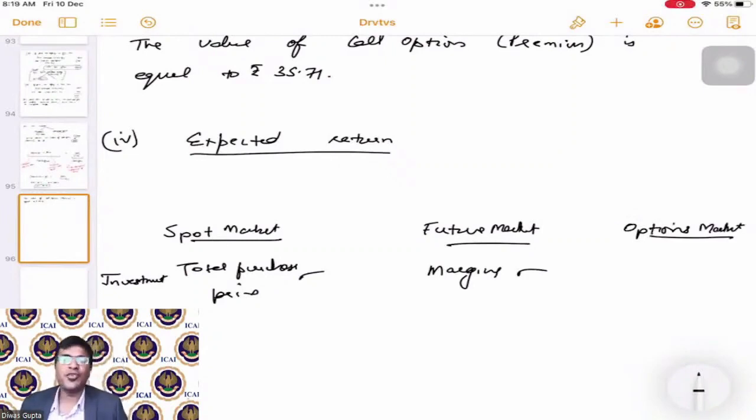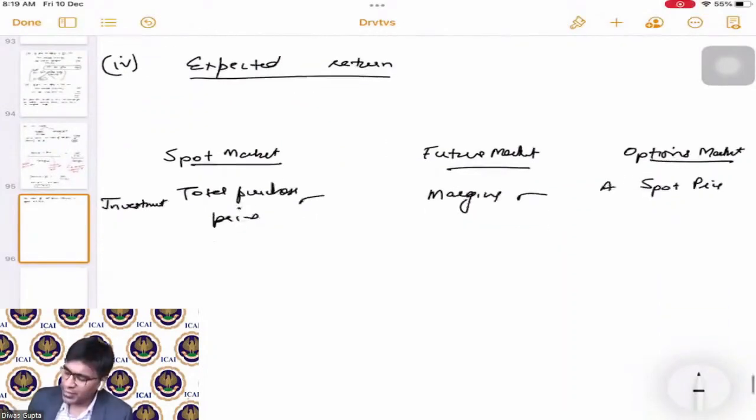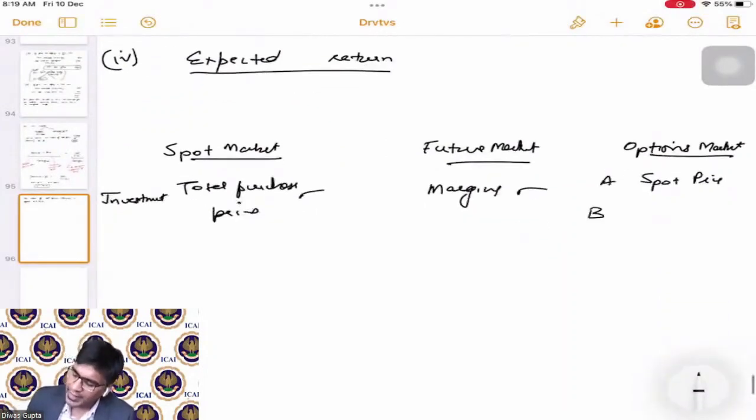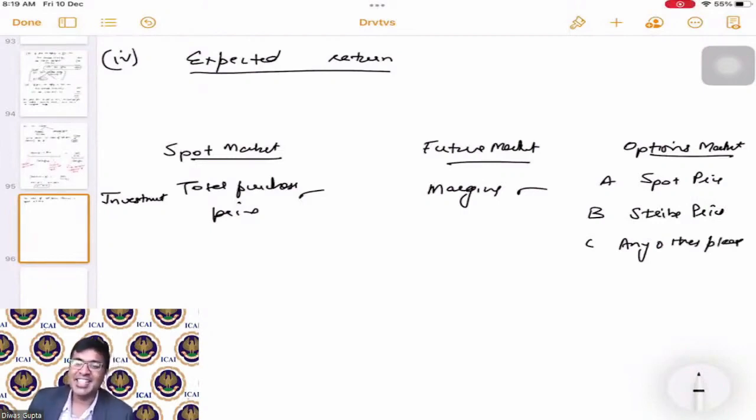Now you tell me, I give you three options. If you have to purchase one option, what is the investment that you have to make? A is spot price, B is strike price, C is any other, please specify. If you want to choose C, then please specify what is that.